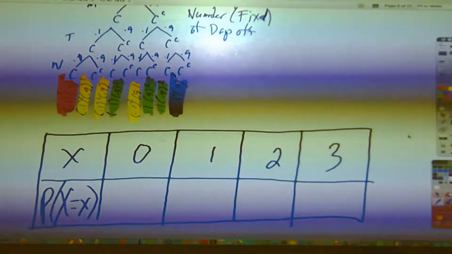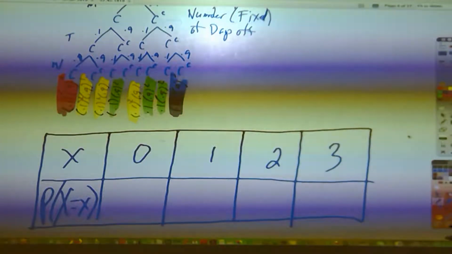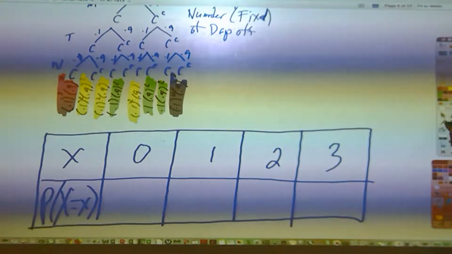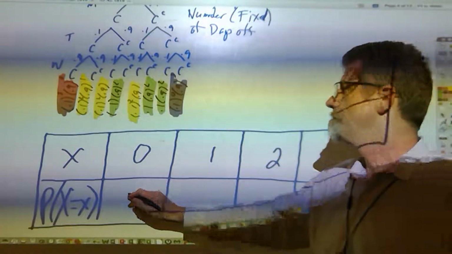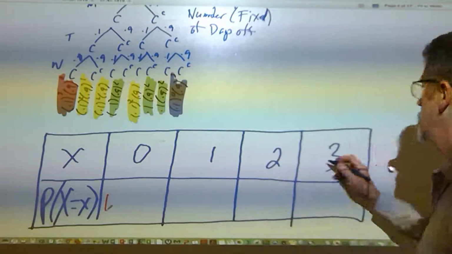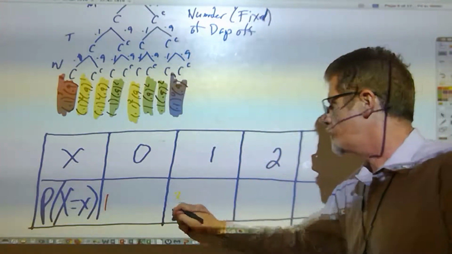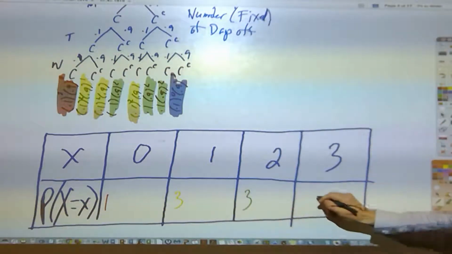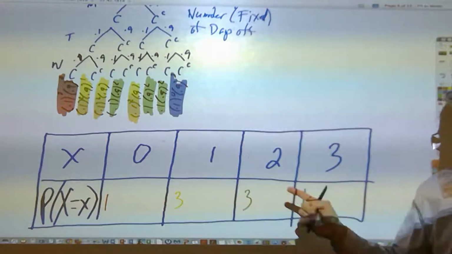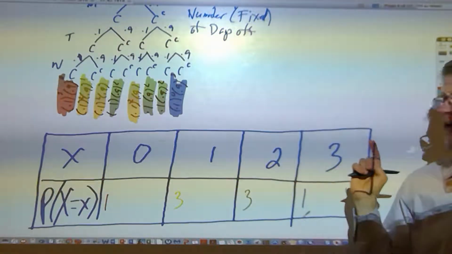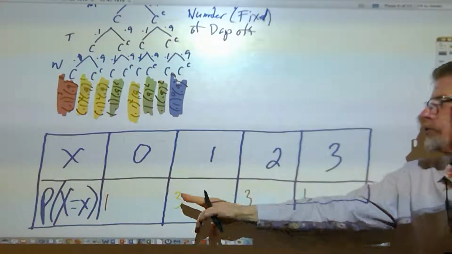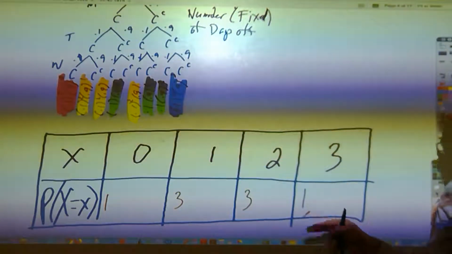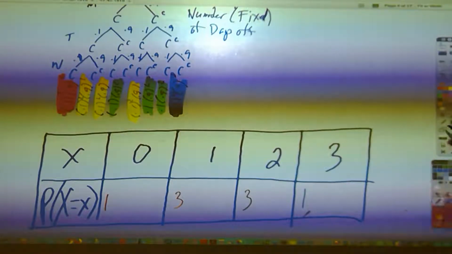But without having to write out the tree diagram, I want you to get to the point where you can say 1, 3, 3, 1, which is row 3 of Pascal's triangle. So we have 1 red leaf, 3 yellow leaves, 3 green leaves, and 1 blue leaf. That's the first part of it.